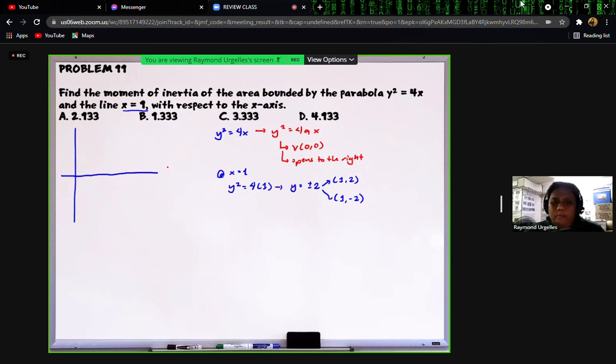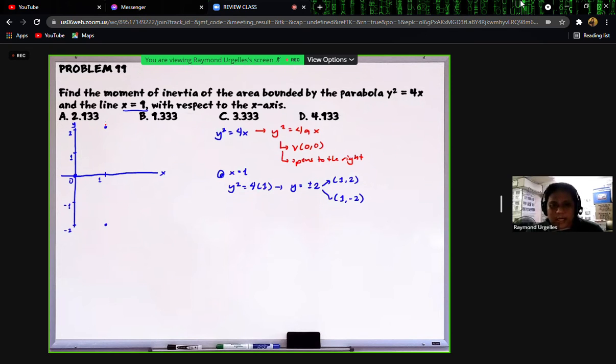So makikita natin wala naman tayong limitation tungkol dun sa quadrant, diba? So therefore, buong parabola yung consider natin dito, no? Okay, so meron kasi ganito rin problem tapos ang nakalagay lang first quadrant, no? So ingat kayo dun. Okay? Okay? So let's say this is 1. So this is 1, 2. Negative 1, negative 2. Thus this is 1, 2, no?